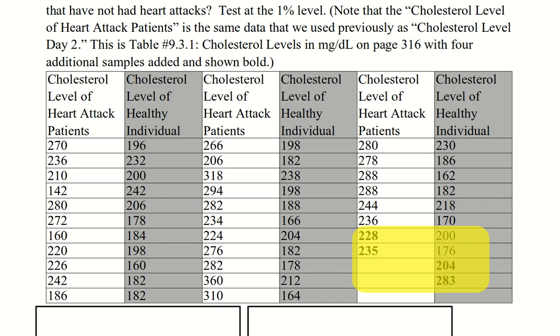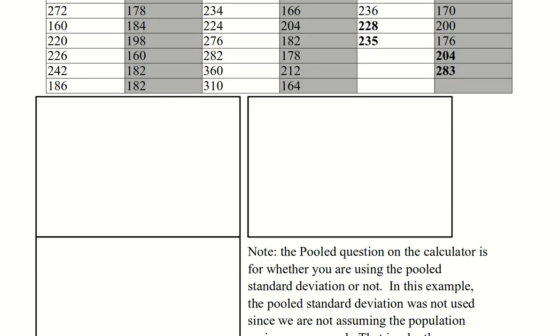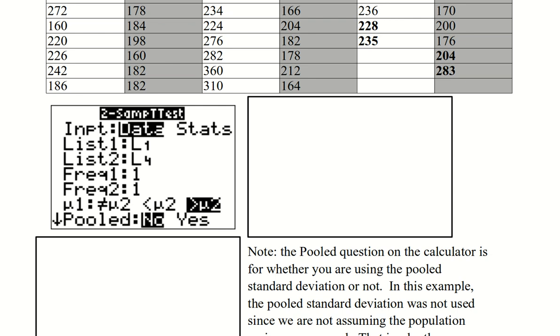But compared with the data that we used in 9.2, you'll need to add 2 new cholesterol levels for heart attack patients. That's the 228 and the 235, if you want to get the same results that I'm getting out of the calculator. So we're going to take a look at our calculator. This works out really nicely. This is a 2-sample t-test. So when we go into our calculator, we're going to go over to tests and a 2-sample t-test, and then we're going to enter the data from list 1 and list 4.